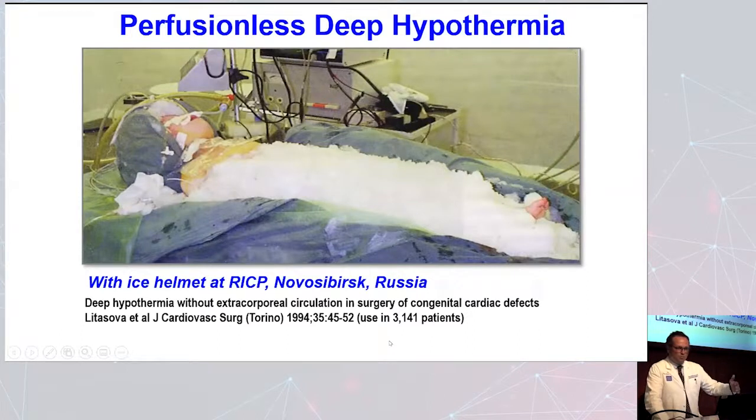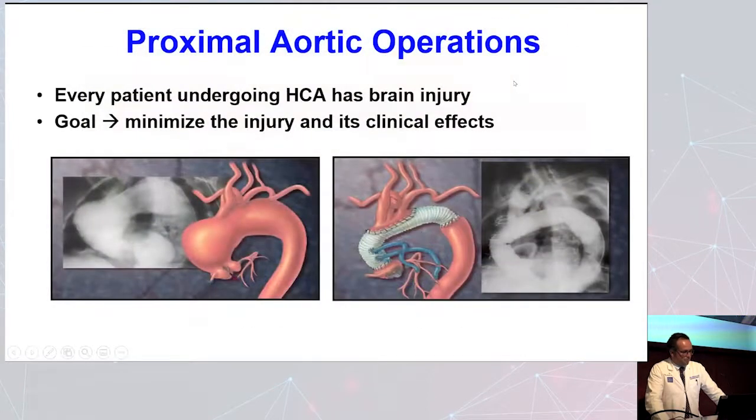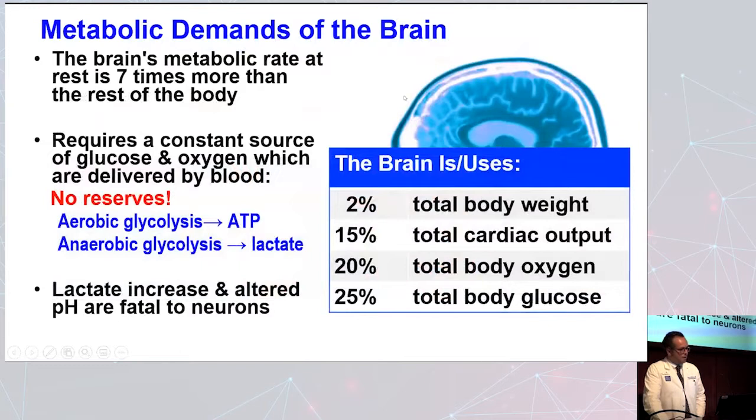So in order not to have to go that route, many pioneers before us tried to solve this problem of how they're going to perfuse the brain. The goal is to minimize all the injuries and the clinical effects after this. Much has been talked about the metabolic demands of the brain. The most important piece that you have to protect is the brain, but you also don't have to forget to protect the rest of the body: the kidneys, the guts, the legs, everything matters.